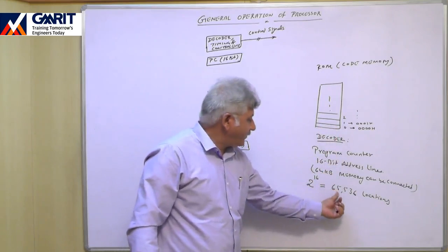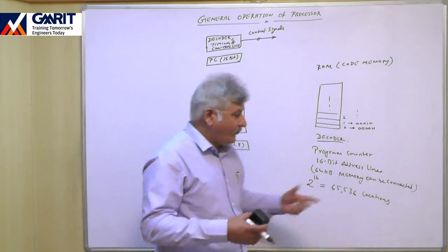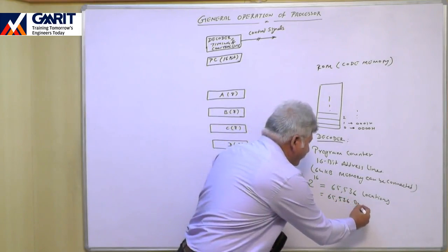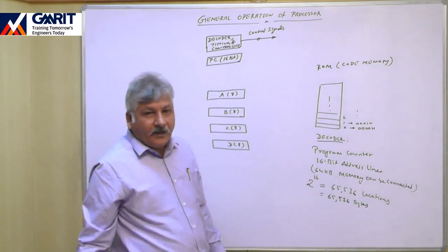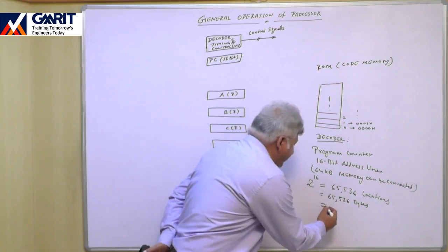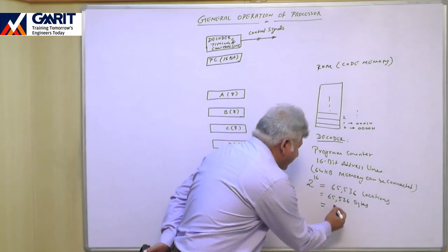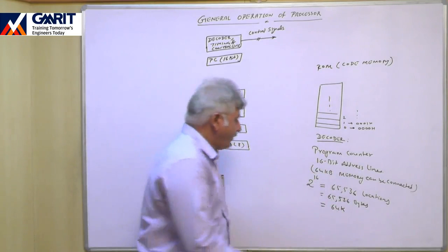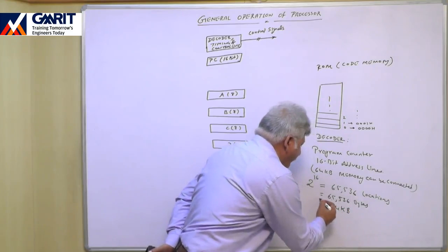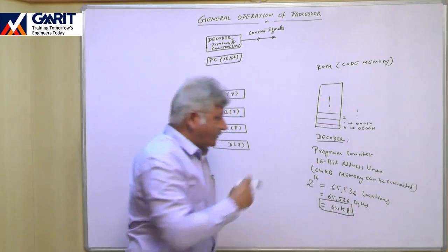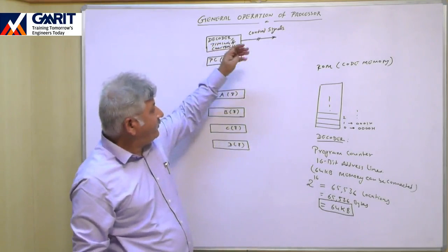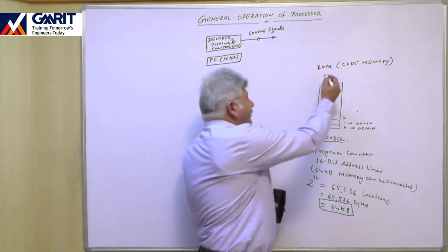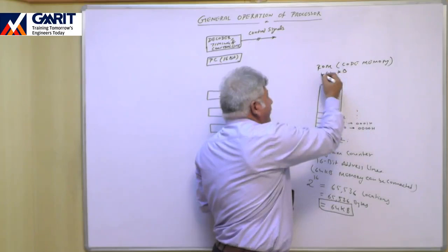That's why in 65,536 locations, we can store 65,536 bytes. And in computer terminology, 65,536 is termed as 64K, 64,000. And in the last we put B, byte. So the maximum memory capacity for a processor having 16 address lines will be 64 KB. That's why we have connected here one memory of 64 KB.